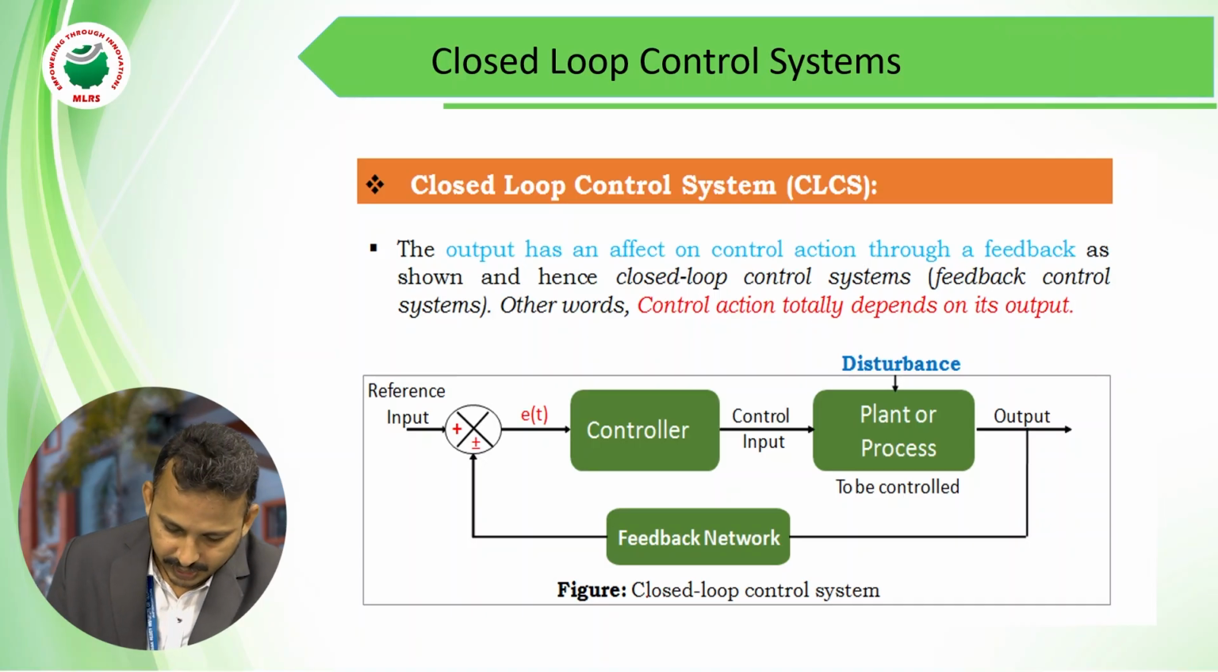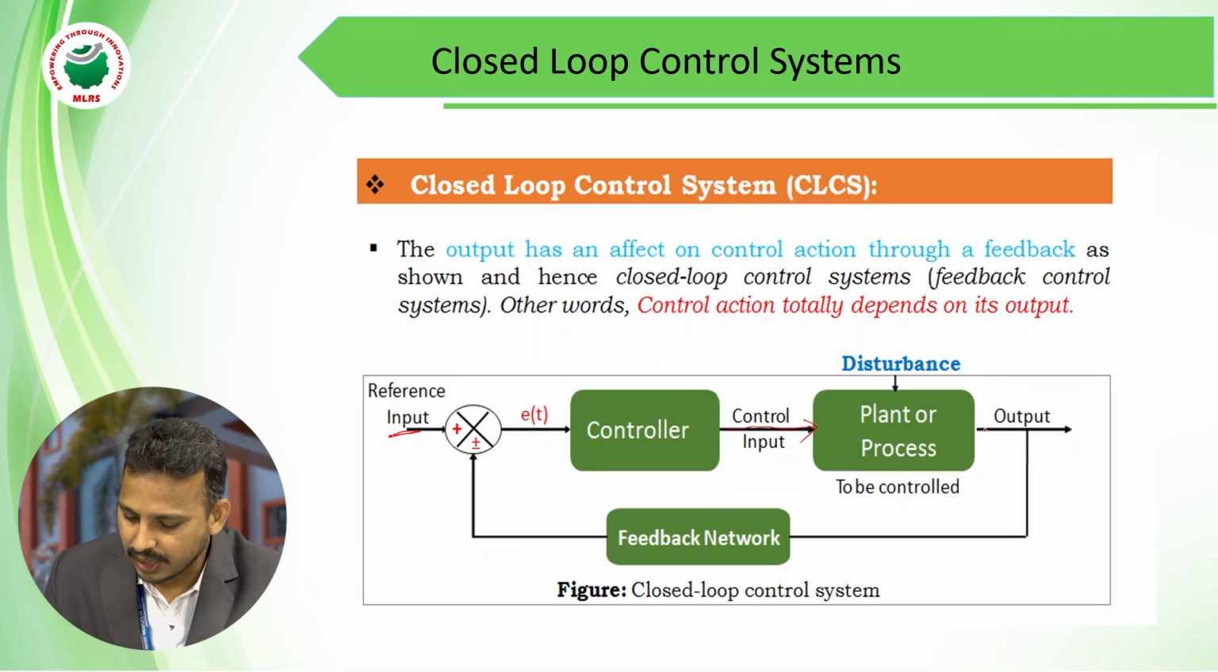In this block diagram, you can see this is my reference input. I am applying this reference input through a summing point to a controller. The controller will generate a certain output, and the controlled output is applied to a plant or process, and the desired output will be generated.